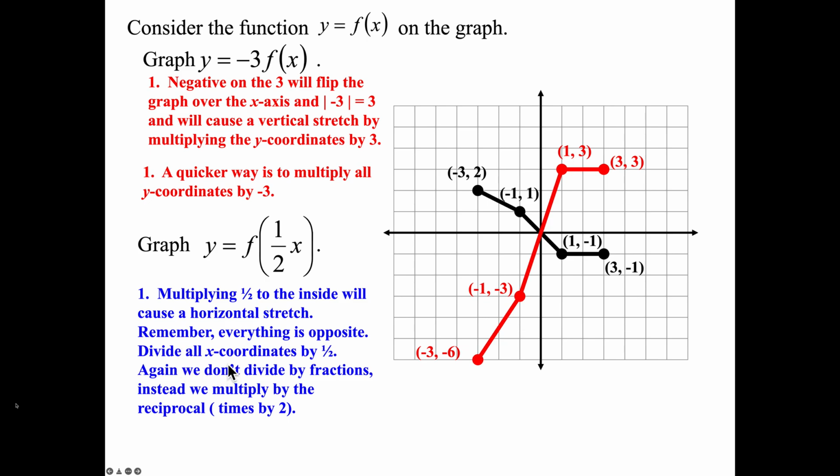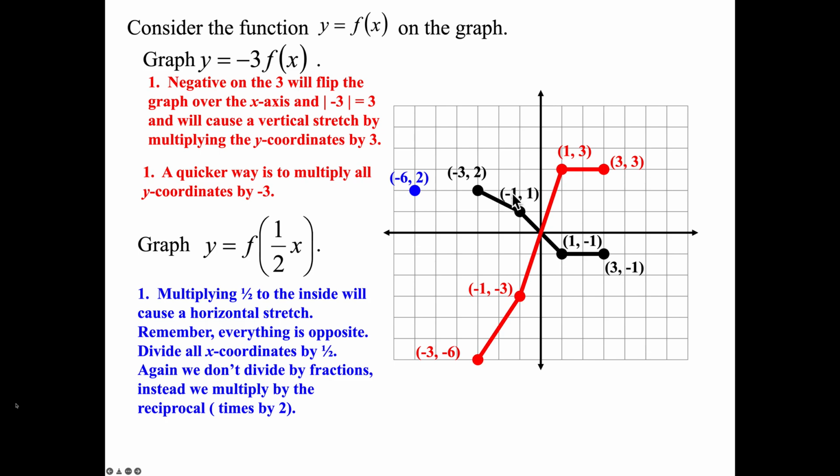Or you could just say take all your x coordinates and divide them by a half, or multiply by its reciprocal, multiply by 2. All right, so starting with this x at negative 3, 2. Negative 3 times 2, negative 6, comma 2. There's my point.